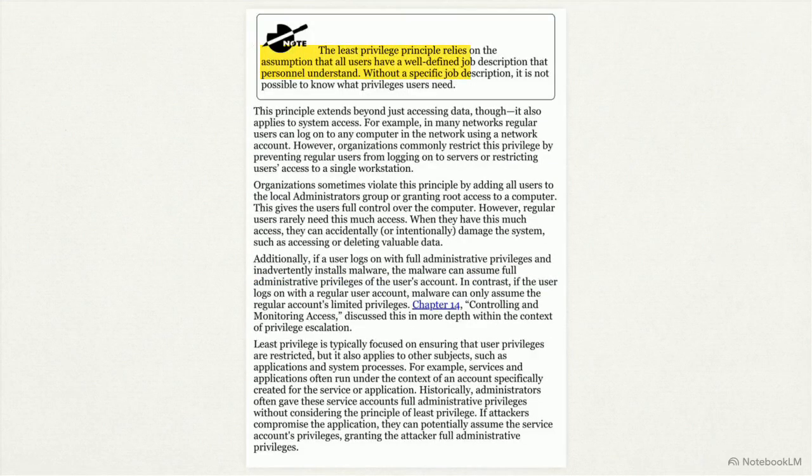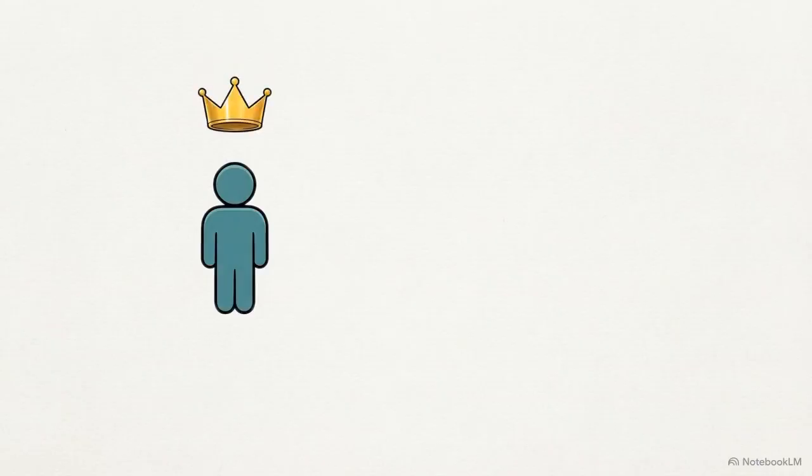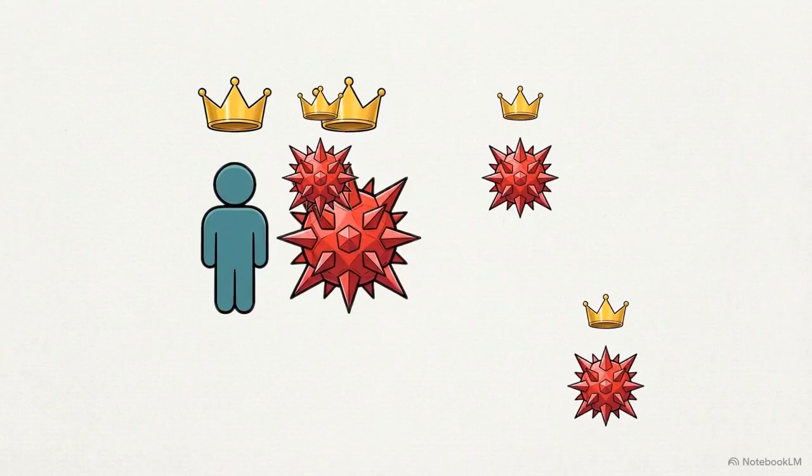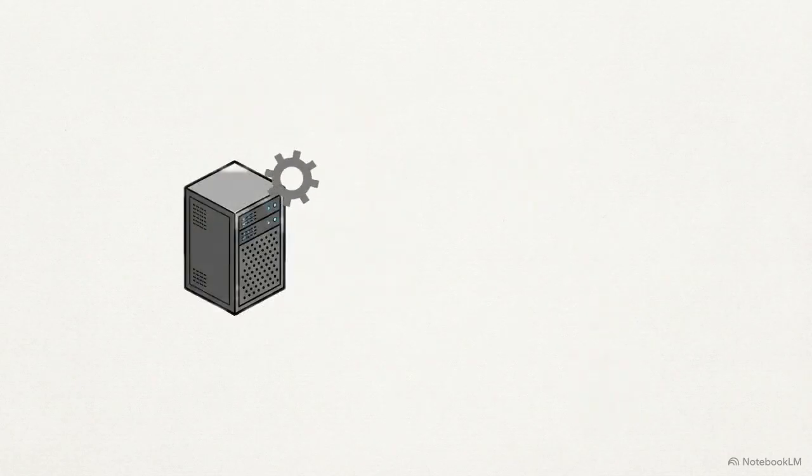As this technical note points out, enforcing least privilege relies entirely on well-defined job descriptions. Without a precise accounting of an employee's role, administrators cannot accurately map the necessary access rights. When users operate with unrestricted local administrator or root access, the environment becomes highly vulnerable to privilege escalation. If an account with full control inadvertently executes malware, the malicious code inherits those exact same administrative rights to modify the system. These access restrictions apply equally to non-human subjects.